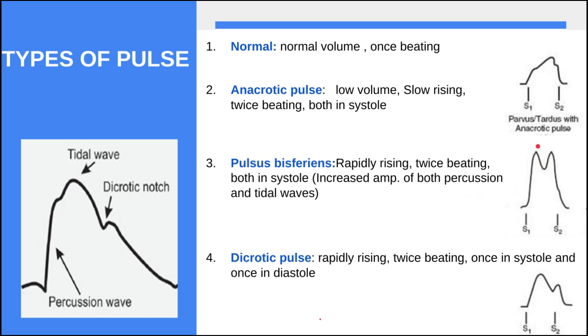So these are both percussion and tidal wave with increased amplitude and prominent anacrotic notch. This prominent anacrotic notch is due to suction effect of initial high jet velocity blood column in conditions with high stroke volume.